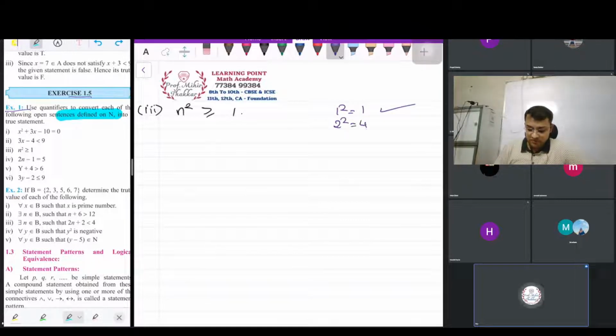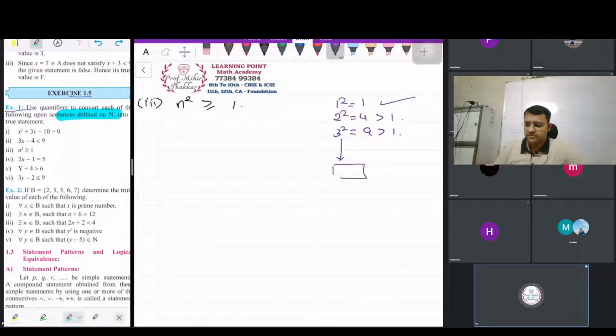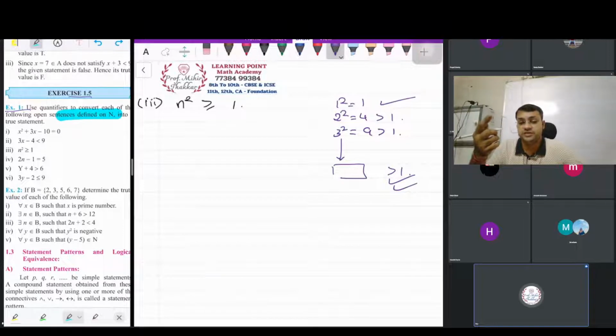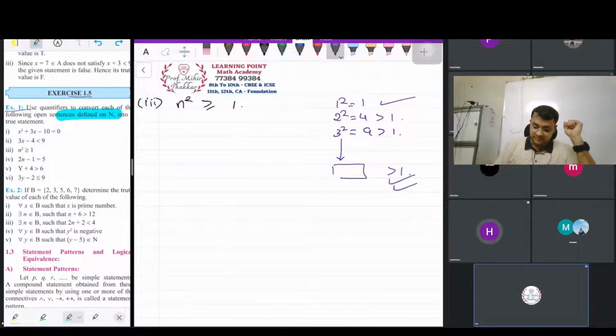2 square is equal to 4, greater than 1. 3 square is equal to 9, again greater than 1. In fact, any number after 3, if you try, definitely is going to satisfy, because each and every value of natural numbers is satisfying this condition. So according to this, what do you think should be a correct quantifier over here? Very good. There has to be the for all quantifier.